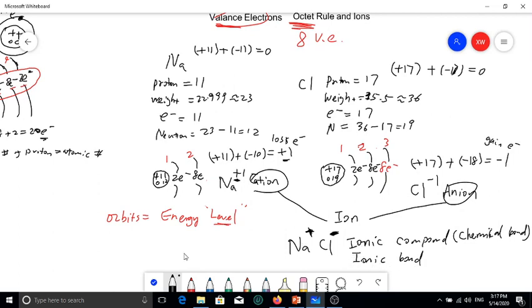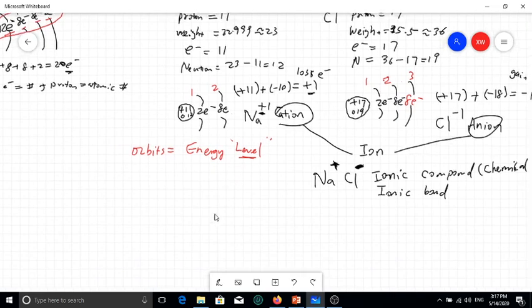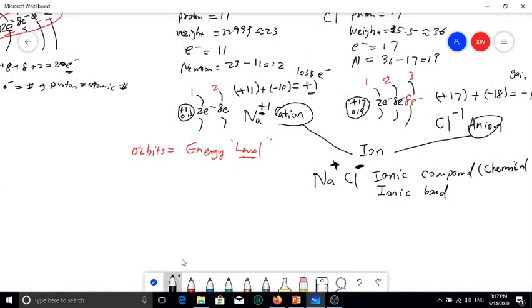All right, let's take a look at another example. Let's look at neon. Neon is element number 10, so that means the atomic number is 10. Protons 10. Let's skip the other part though. We know electrons are 10 as well, and neutrons are 10 as well. So the atomic diagram for neon is going to be plus 10 with 10 neutrons and 10 electrons.